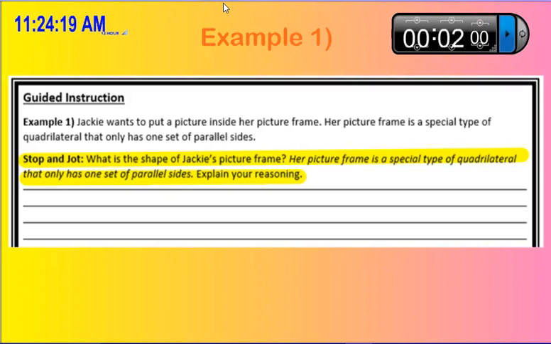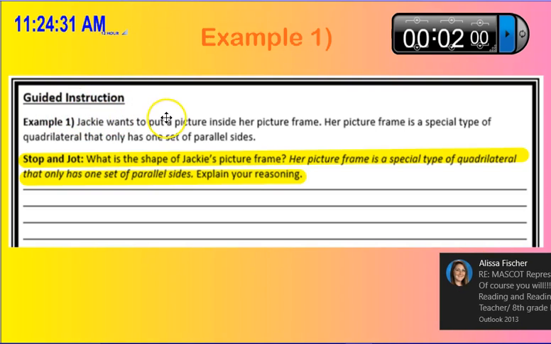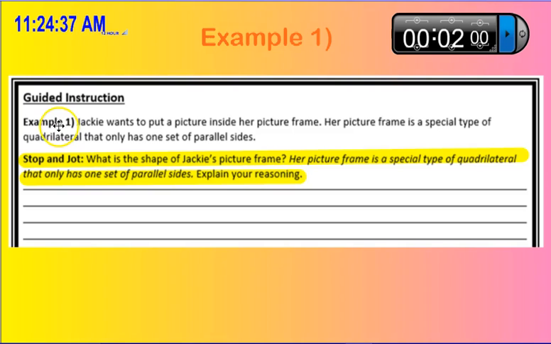Right, so today what we're doing is kind of a review of everything that we've done so far. The difference is that we're not given pictures, we're given the question and we have to draw our own pictures. So example number 1 says Jackie wants to put a picture inside her picture frame, but her picture frame is a special type of quadrilateral that only has one set of parallel sides. What shape do you think her picture frame is?